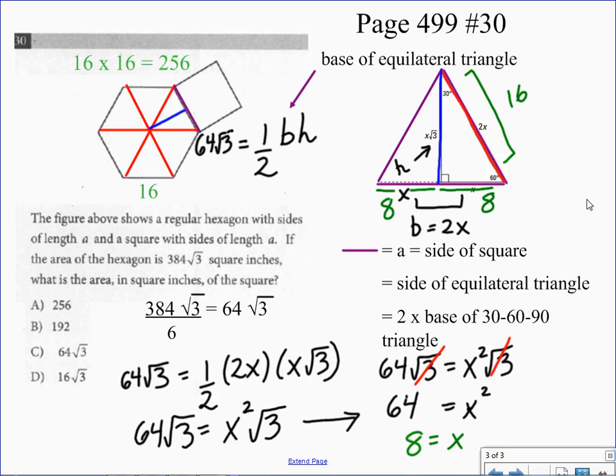There's a lot of room for error for this question. A lot of people make mistakes with confusing. Basically, they confuse the base of this 30, 60, 90 triangle for the base of the whole equilateral triangle. So let's just start this off and keep that in mind.